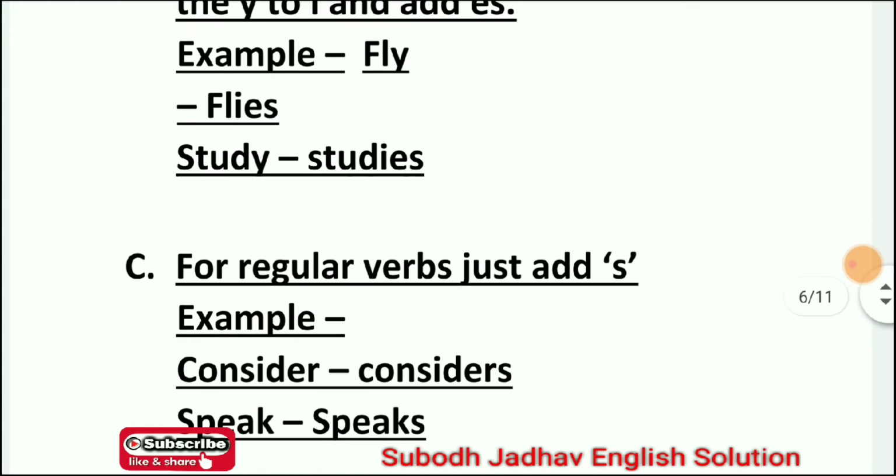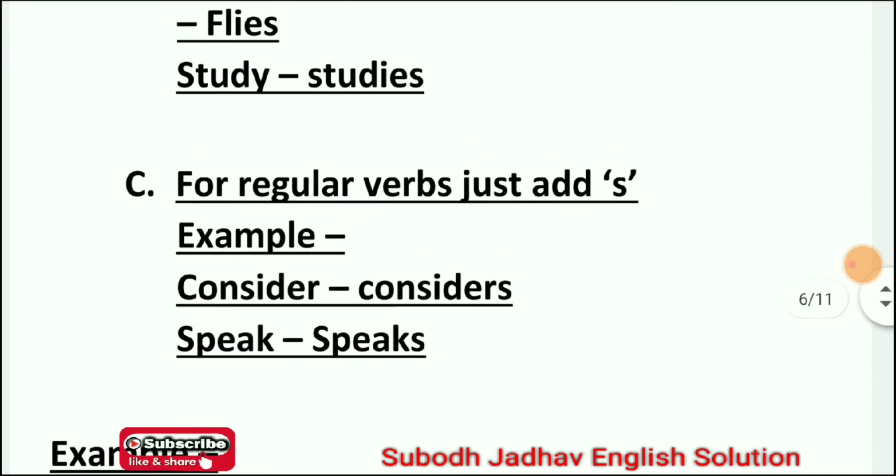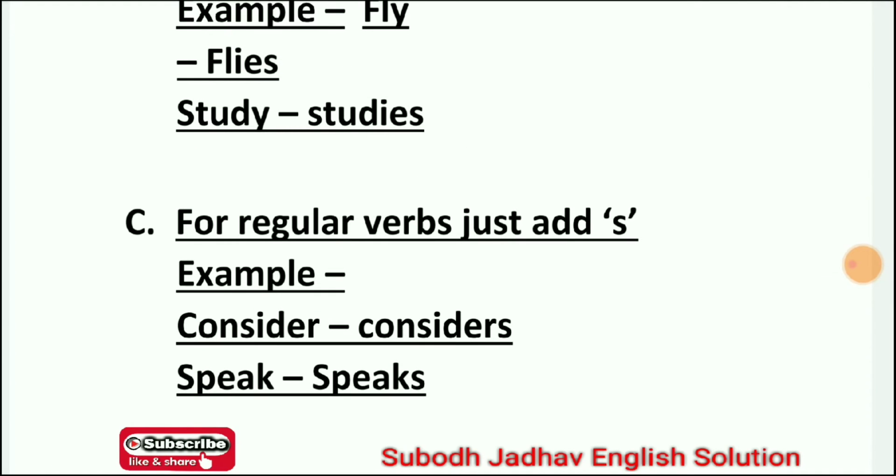Number C, for regular verbs just add s. Whatever the regular verbs are, at that time we should use s with those verbs. For example, consider, considers; speak, speaks. But the most important thing is that if the sentence starts with he, she, it and a singular noun, at that time only you should add s or es.